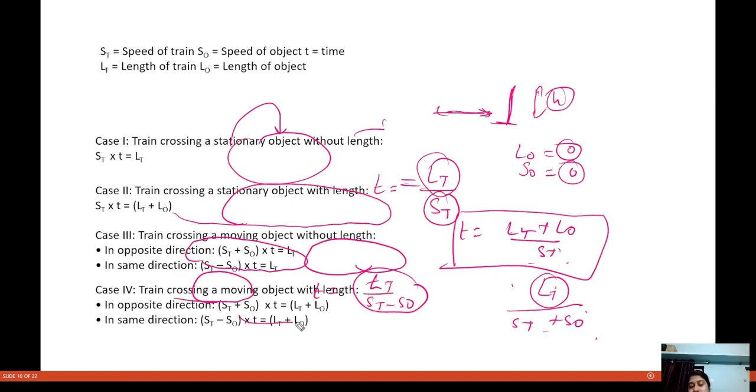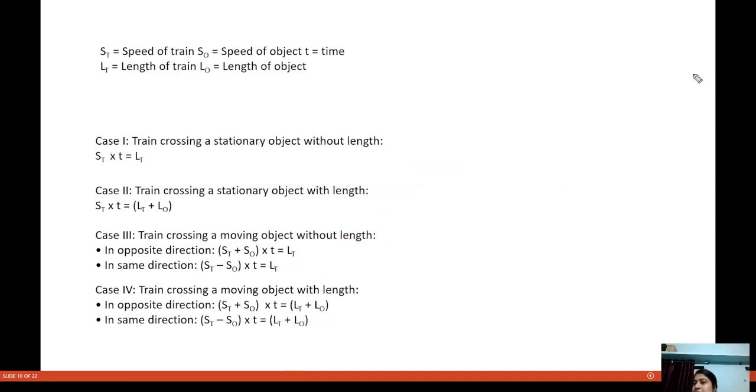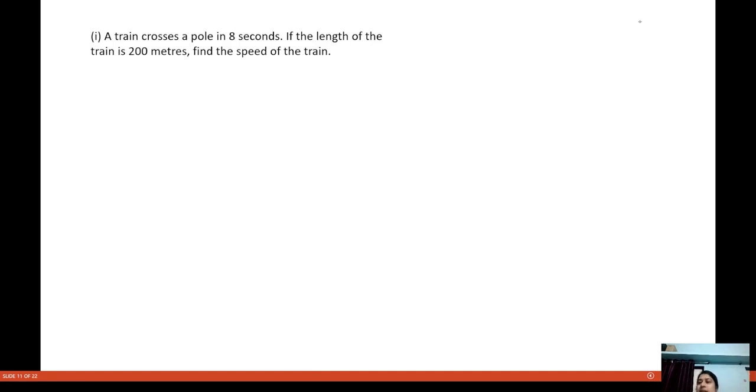Now, if the train is crossing a moving object with length, the time will be LT plus LO divided by ST plus SO in the opposite direction. We have already seen these concepts two times. So I hope you will now be able to do every question related to a train crossing a stationary object without length, a moving object without length, and a moving object with length. We have covered all the cases very comprehensively here. So let us move on to the next question.